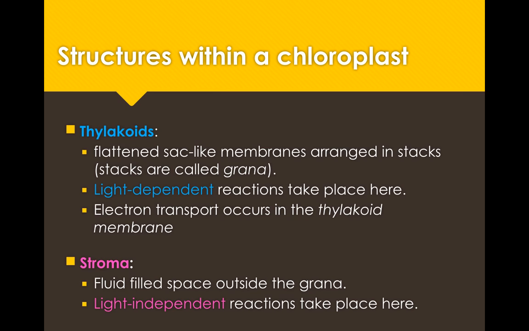Thylakoids are flattened sac-like membranes arranged in stacks, and the stacks are called grana or granum. This is where light-dependent reactions take place. Electron transport occurs in the thylakoid membrane. Stroma is the fluid-filled space outside of the grana, so it's in between the different stacks. Light-independent reactions take place there.